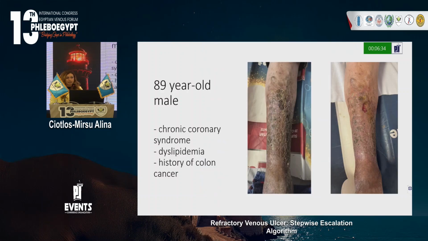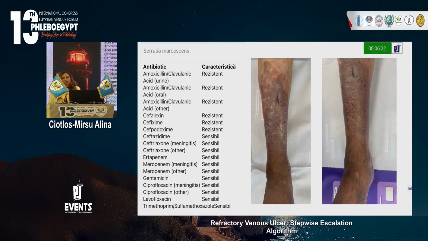Another patient, 89 years old, with chronic coronary syndrome and history of colon cancer. He was treated in dermatology for a long time. After the wound secretion culture, we found Serratia. We treated the infection, and this is the result after 2 weeks.